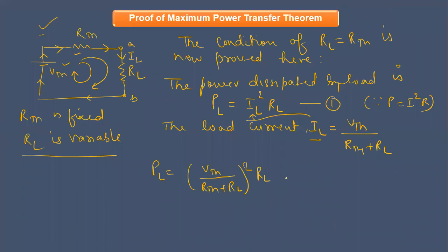Now this is, let us say, our equation number 2. If we need to find the maximum power, if we say that this power is maximum at some point, we need to apply the condition for maxima.